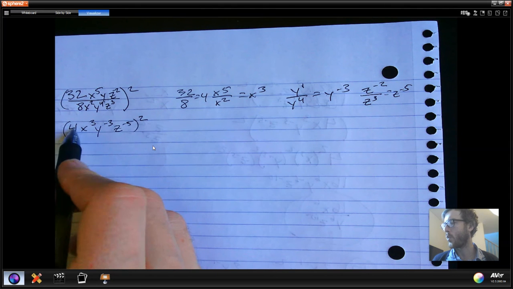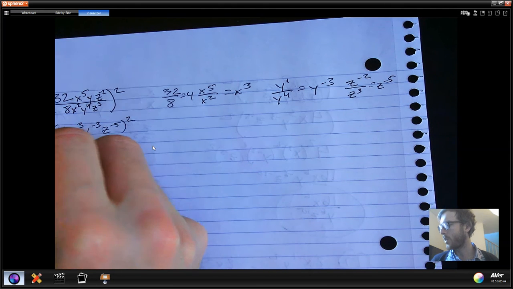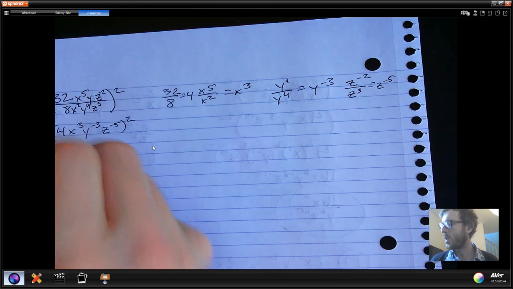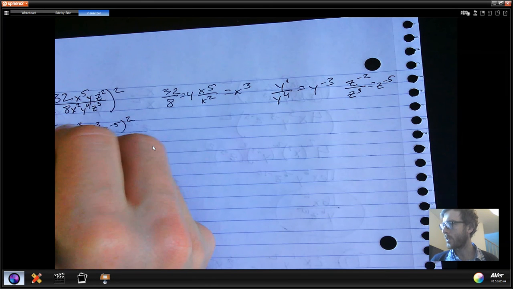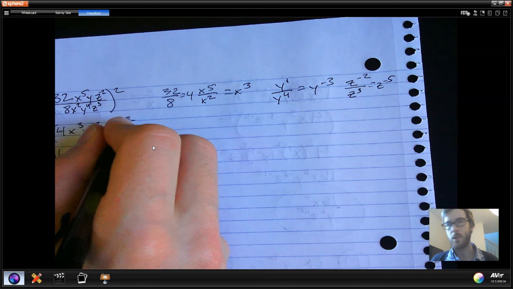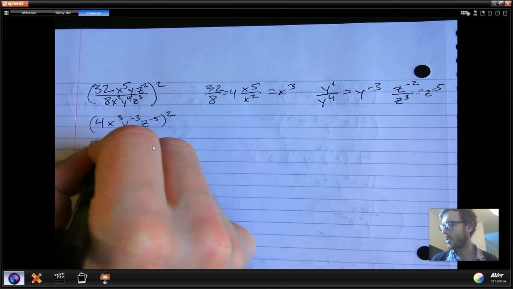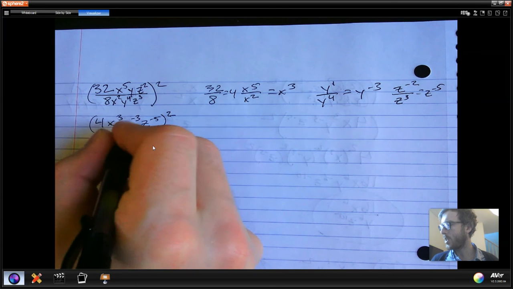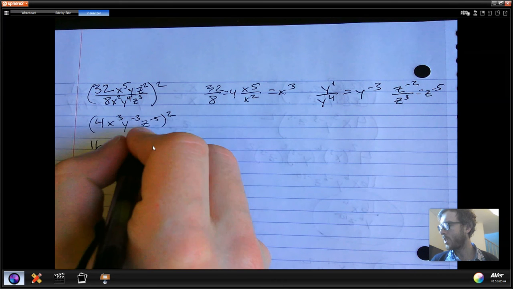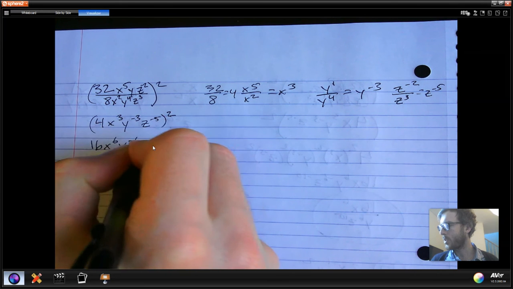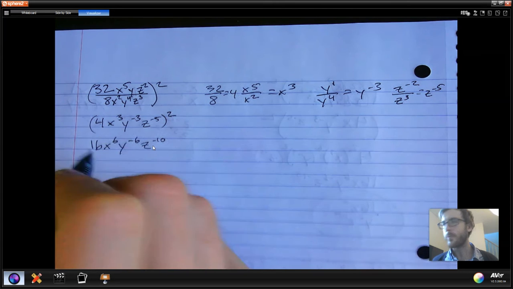So first we're going to do 4 squared. 4 squared is 16. Next we're going to do x to the 3rd squared. X to the 3rd, if we have 2 of them, that means we have 6 total x's, so we have x to the 6th here. Same idea, negative 3 times 2 here is y to the negative 6th. Again, multiply our exponents, so z to the negative 10th.